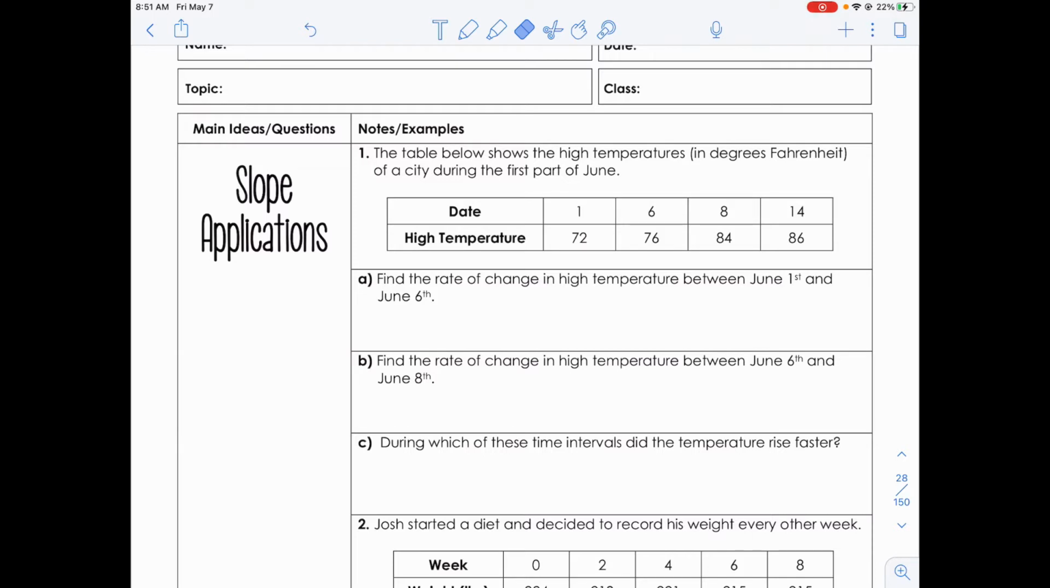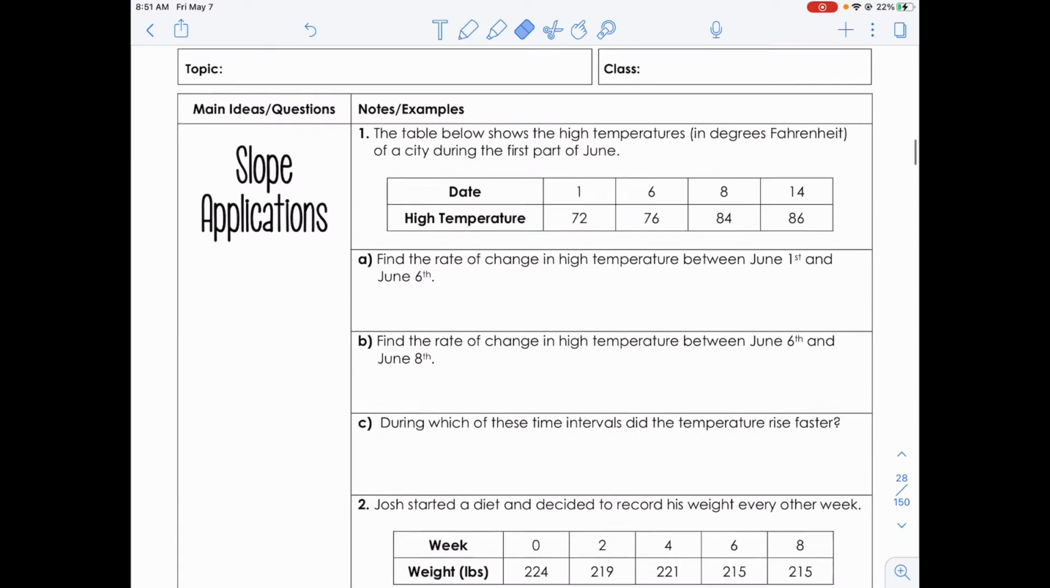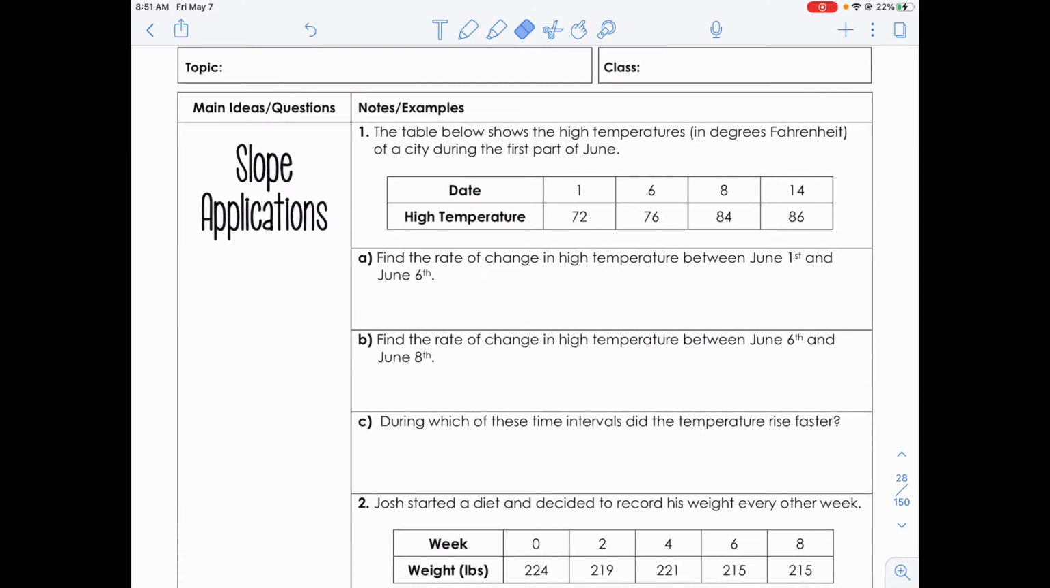For number 1, it says the table below shows the high temperatures in degrees Fahrenheit of a city during the first part of June. So they give you the table. They don't have them labeled, but remember these are always X, Y tables. So X values on top, Y values on the bottom on this one. Now remember your slope formula, M equals Y2 minus Y1 divided by X2 minus X1.